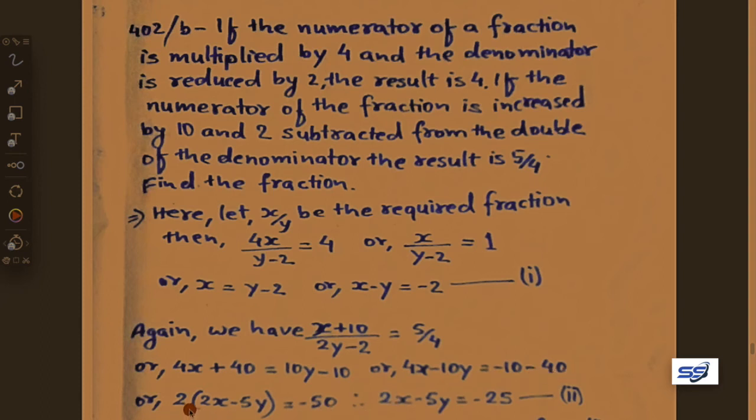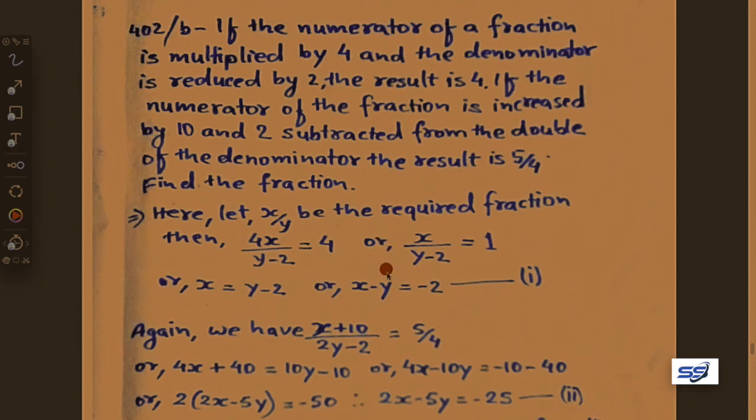Or here 2 is taken common. It becomes 2 bracket 2x minus 5y equal to minus 10 minus 40, which becomes minus 50. So therefore 2x minus 5y equal to minus 25. Here minus 50 is divided by 2. It becomes 25. So therefore, our equation becomes 2x minus 5y equal to minus 25. Now let it be equation 2.